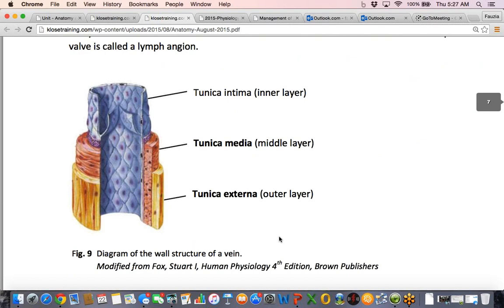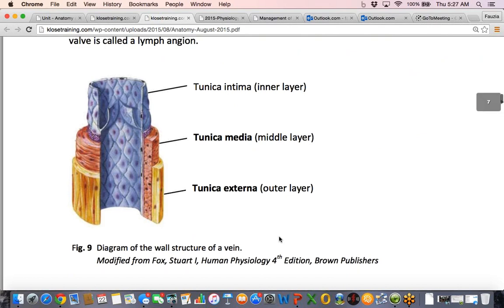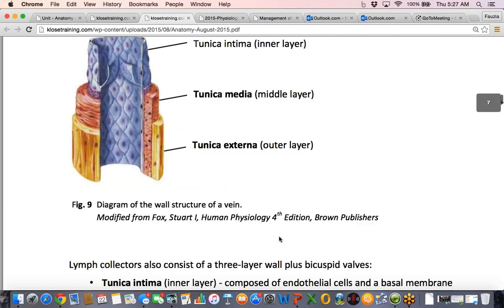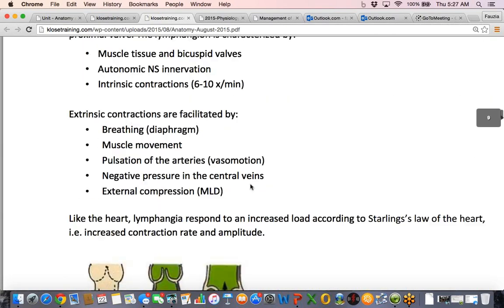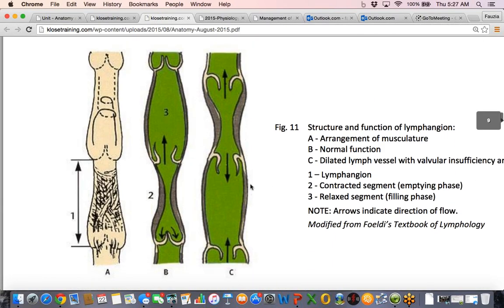This is a diagram showing the different layers of the lymph capillaries, and we'll also talk about the lymph angions. You can see them here in these X-rays, how the lymph fluid is going through all these capillaries and moving in a specific direction. The lymph angion is a small unit inside the lymph vessels, and when they get dilated, the valves open up and they contract.